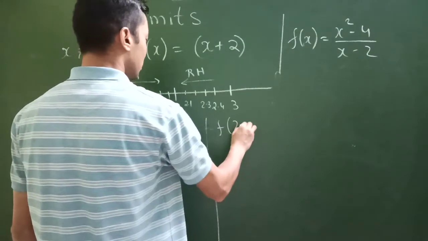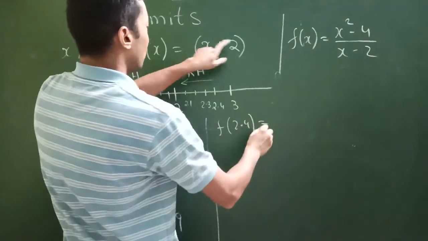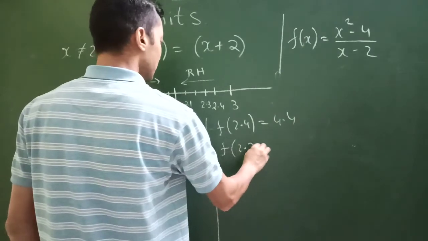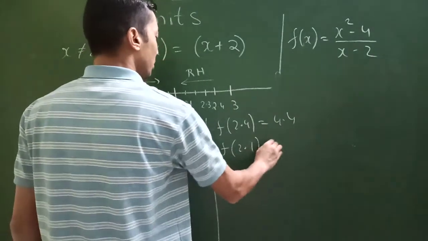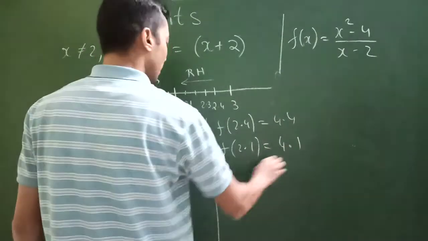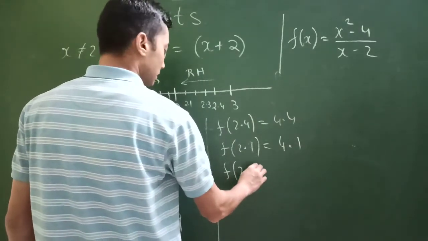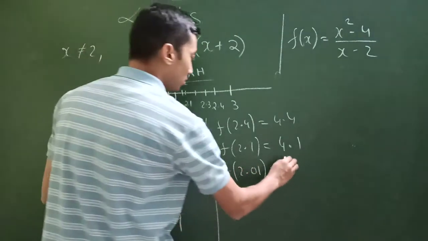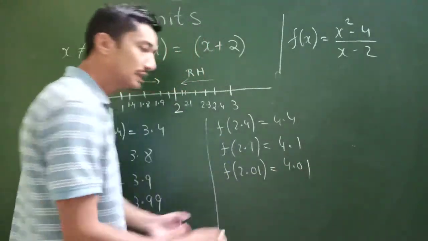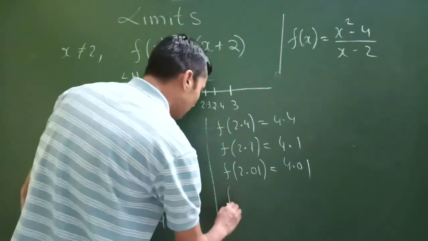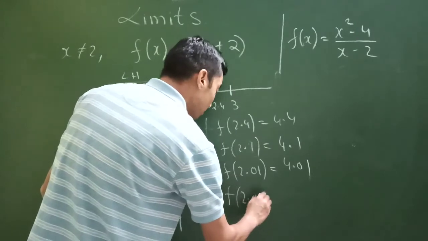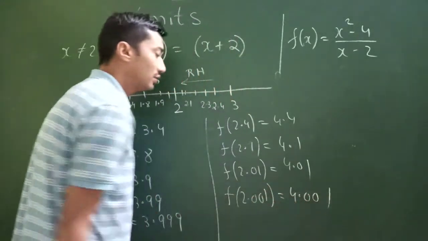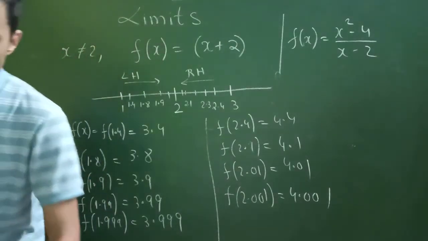That's f of 2.4. So 2.4 plus 2, that's 4.4. Then 2.1, more closer. That's going to be 4.1. Let's try to get closer to this. 2.01, more closer towards 2. For 2.01 you'll have 4.01. A little bit more closer, 2.001. So that's 4.001. Now, do you see an interesting thing that is happening here?